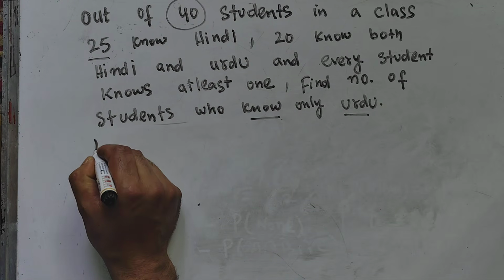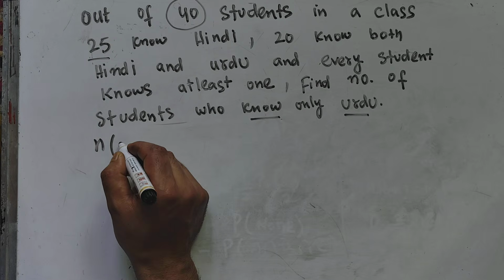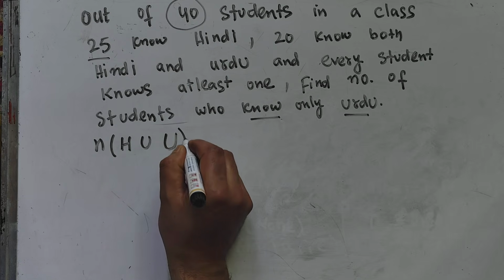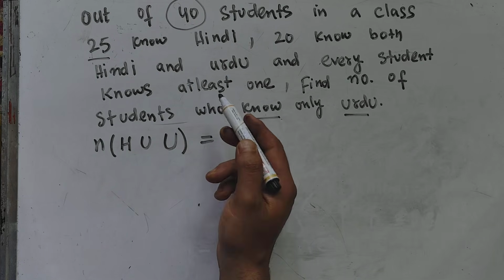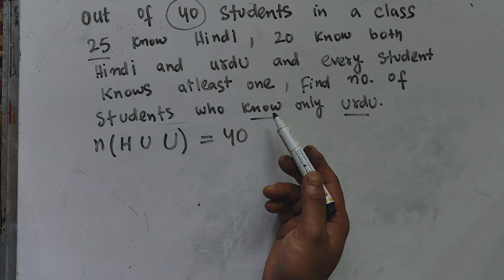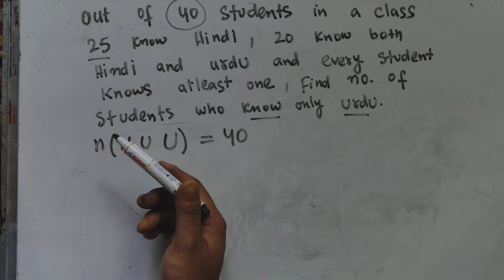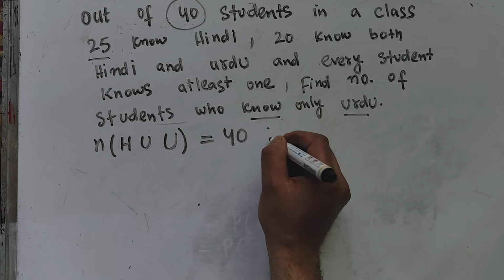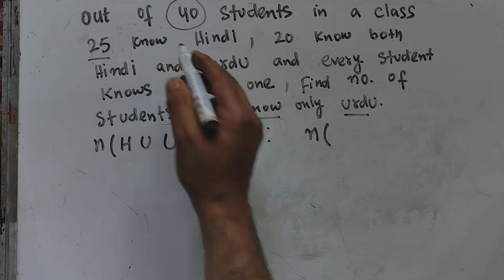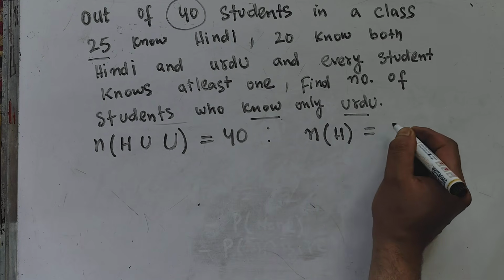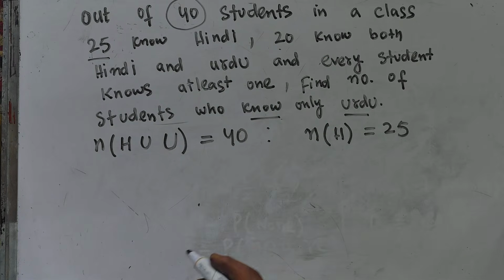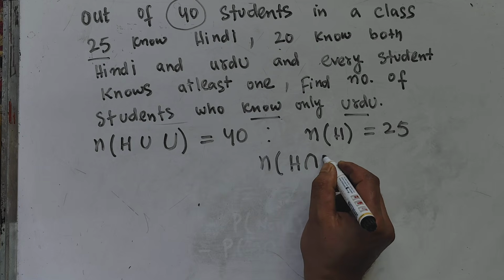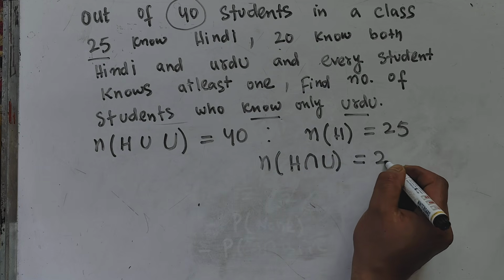So the number of students who know Hindi or Urdu will be equal to 40, since every student knows at least one language. We are also told that the number of students who know Hindi is 25 and 20 students know both Hindi and Urdu. That means the number of students who know Hindi and Urdu is equal to 20.